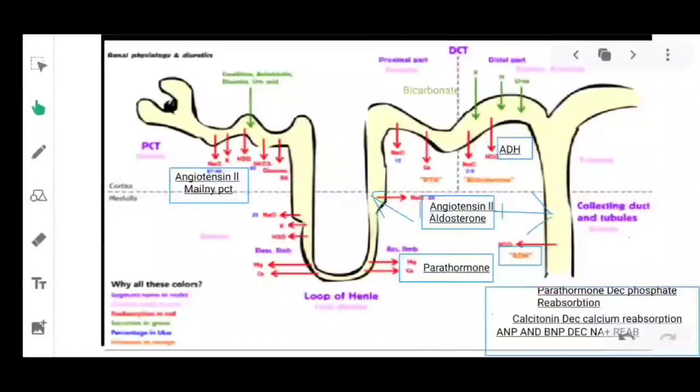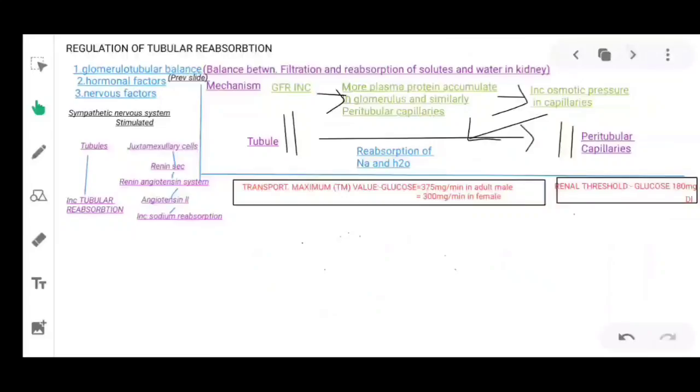Parathormone increases the reabsorption of calcium, magnesium and hydrogen, and decreases the reabsorption of phosphate. And calcitonin decreases the reabsorption of calcium. So these are the hormonal factors affecting tubular reabsorption.